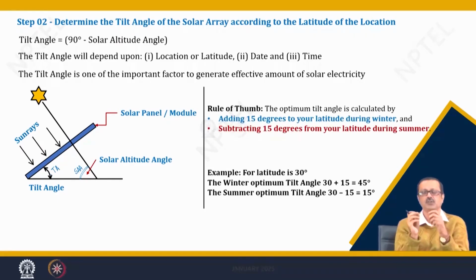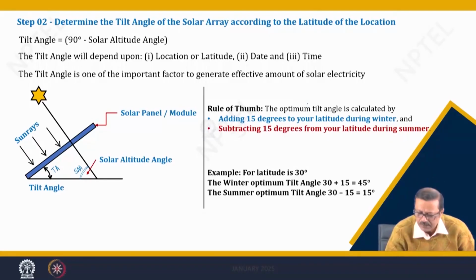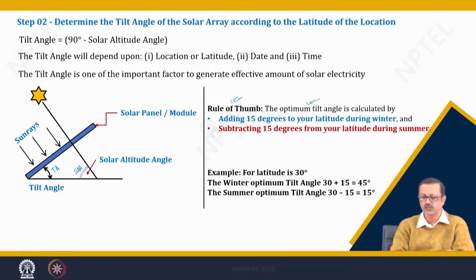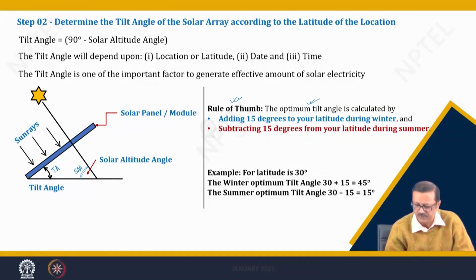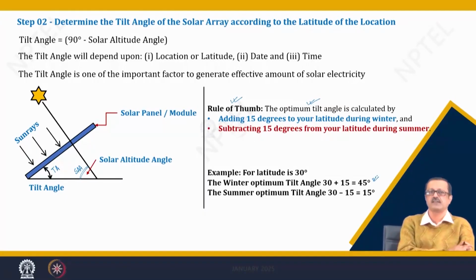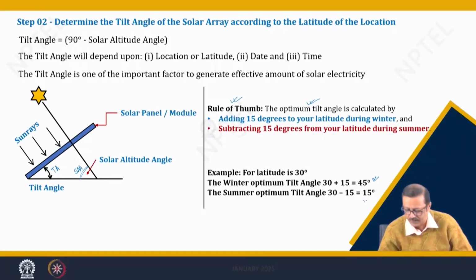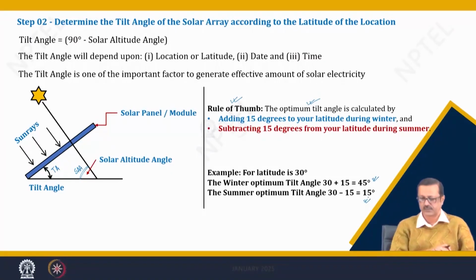So, there is a thumb rule. The thumb rule is for the optimum tilt angle: add 15 degrees to your latitude during winter. Suppose your latitude is 30 degrees north, then you add 15 degrees, that means 45 degrees in winter. In case of summer you subtract 15 degrees, so 30 minus 15 is 15 degrees. So it is plus and minus 15 degrees in winter and summer respectively.